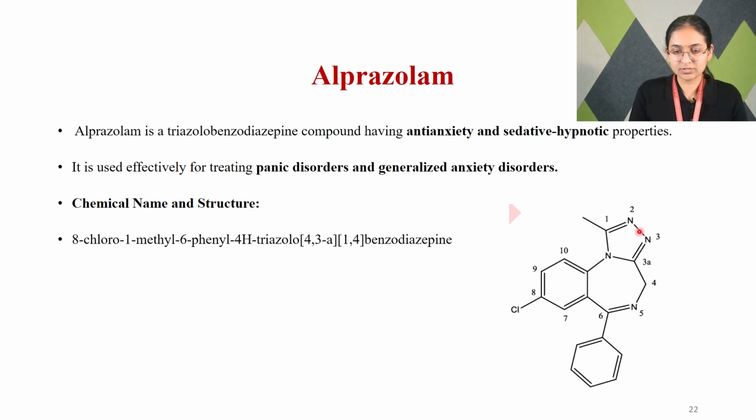alprazolam. Now in this alprazolam also you can see the numbering is given over here, where we can see at the 8th position the chloro group is present, and the chemical name for this alprazolam is 8-chloro-1-methyl-6-phenyl-4H-triazolo[4,3-a][1,4]benzodiazepine.